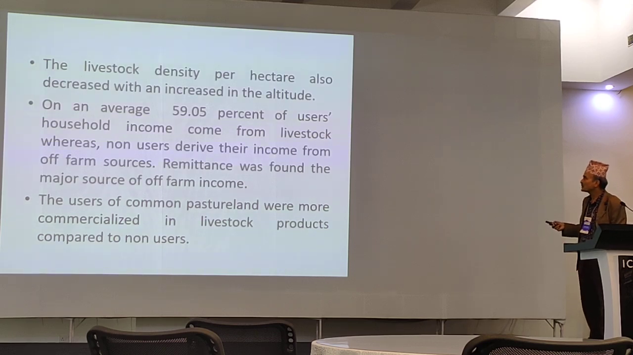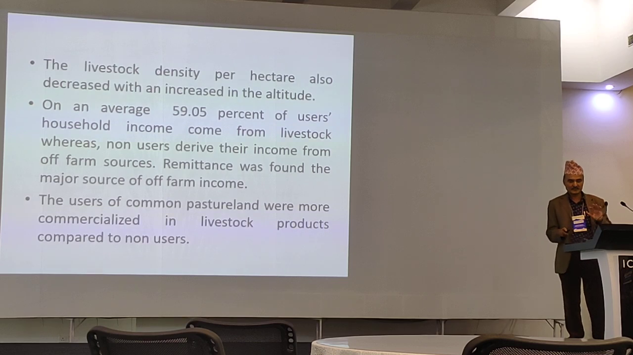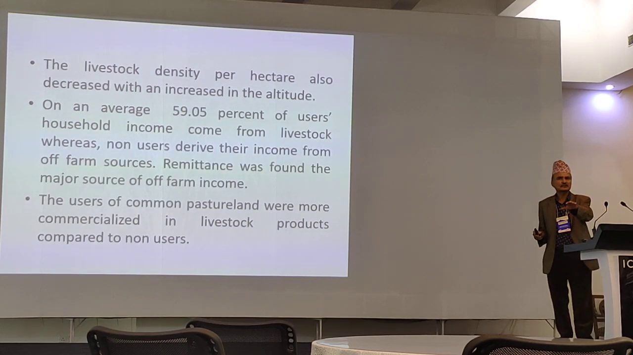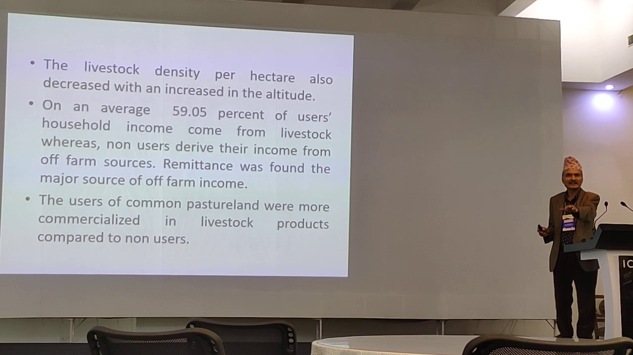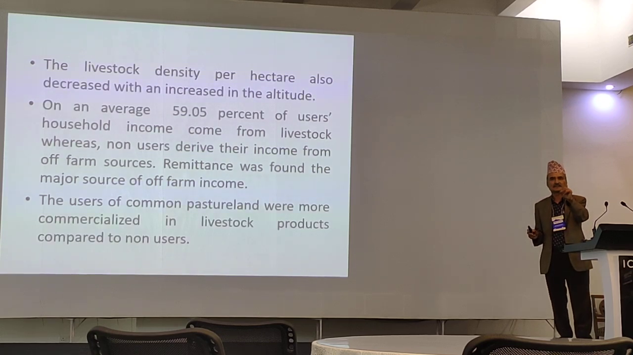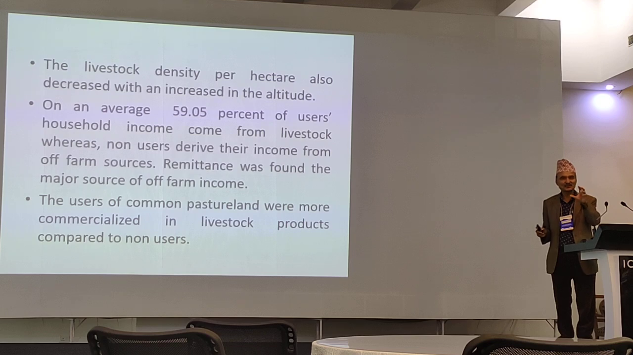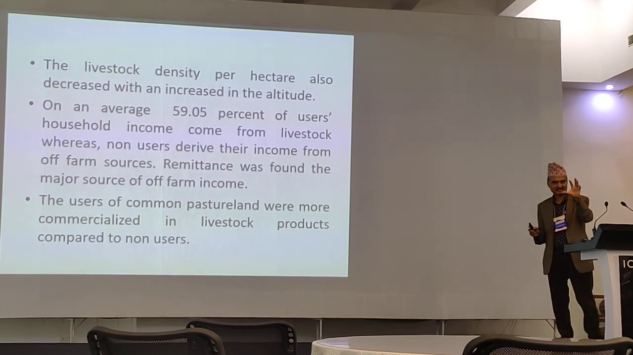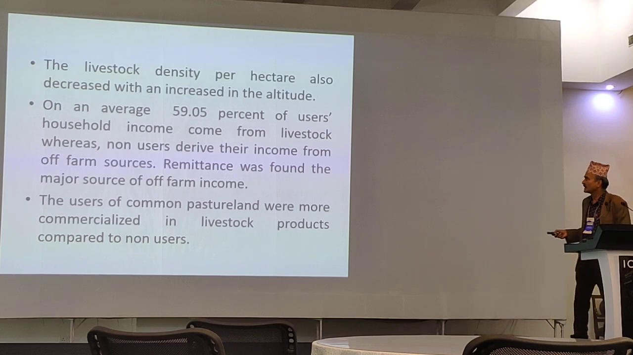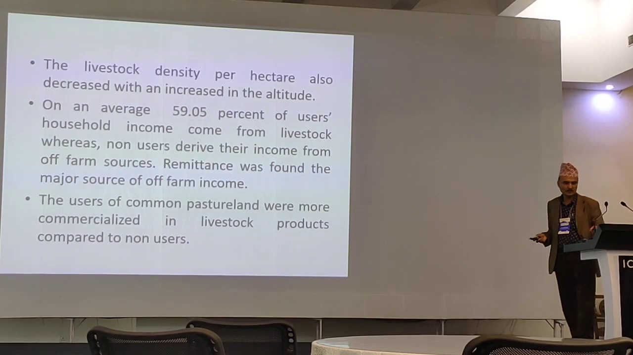On an average, 59% of the users' household income comes from livestock. As livestock, you might have seen not livestock like cattle and buffalo here. There is only one livestock, that is chowri, the yak, and so on. Remittance was secondary for them. Users of common pasture were more commercialized in livestock production compared to non-users.